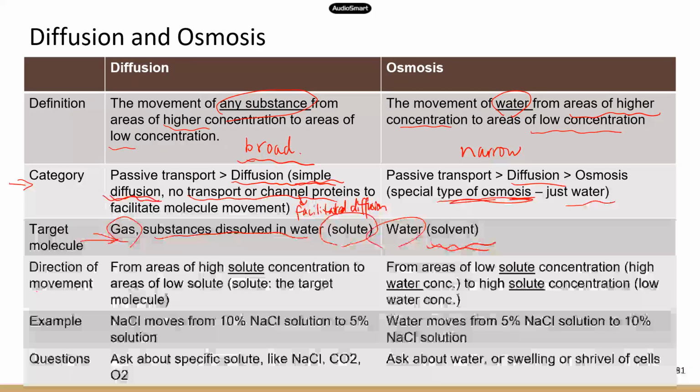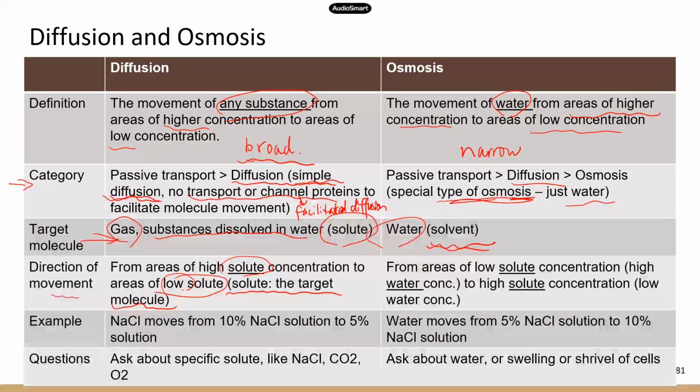In terms of direction of movement, molecules or substances in simple diffusion move from areas of high solute concentration to areas of low solute concentration, right? That's because when we talk about the movement of these substances, really they are the solute in our body fluid. So these target molecules move from high concentration to low concentration area.